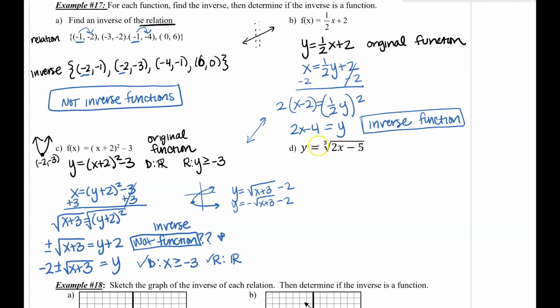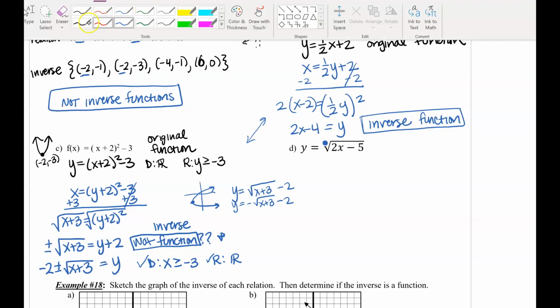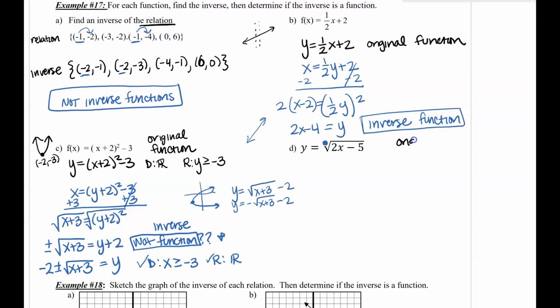All right, I'm going to change this last example to a square root just because they're a little more difficult. So we're going to think of our original function here as a square root. So this is our original. It is a function.